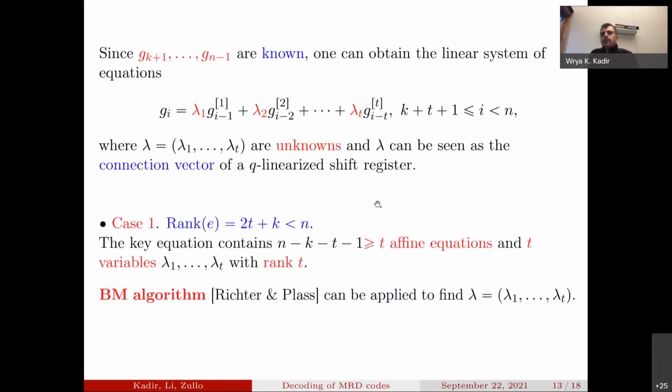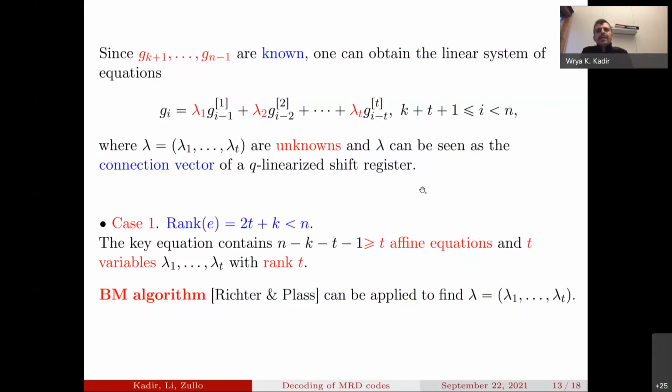In this recursive equation, since g_{k+1} until g_{n-1} are already known, using these known coefficients, we can generate this linear system of equations with t unknowns. Lambda_1 till lambda_t are unknowns, or they can be seen as the connection vector of a q-linearized shift register, which was discussed in a paper by Sidorenko, Bossert, and Richter. To solve this linear system of equations, we have two cases.